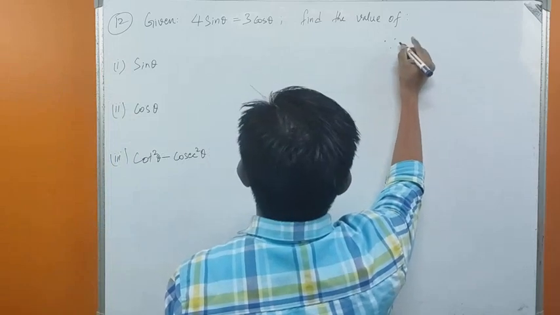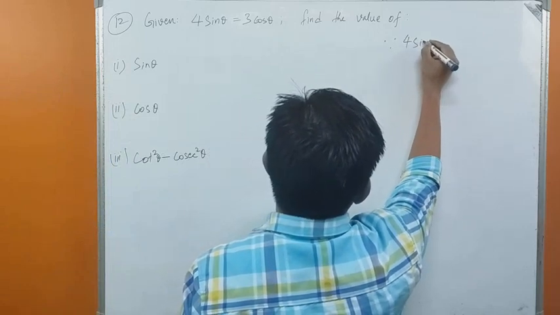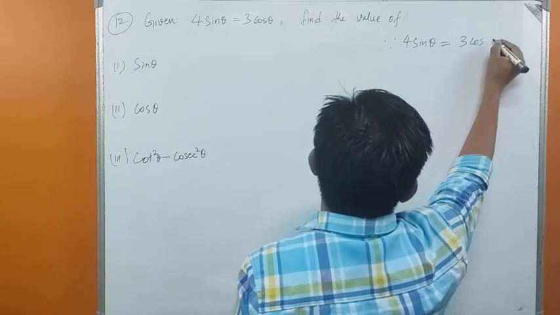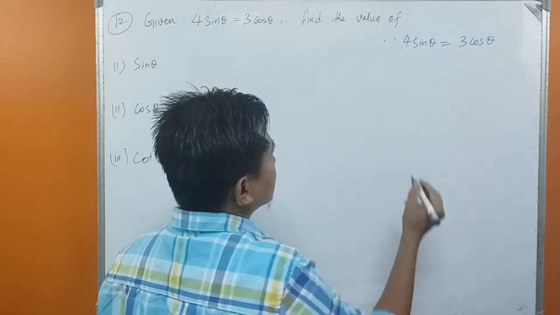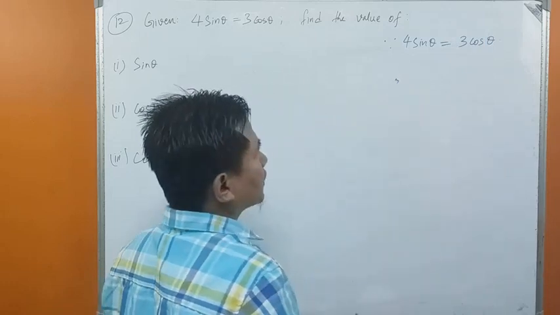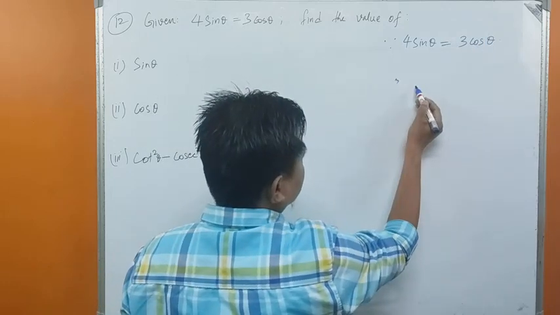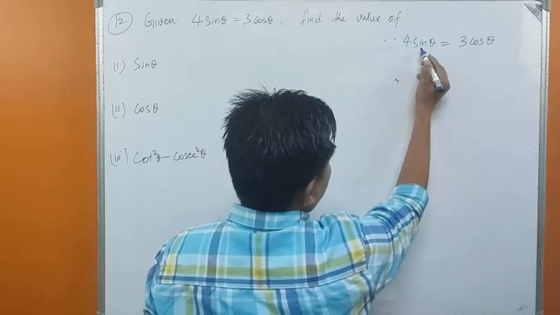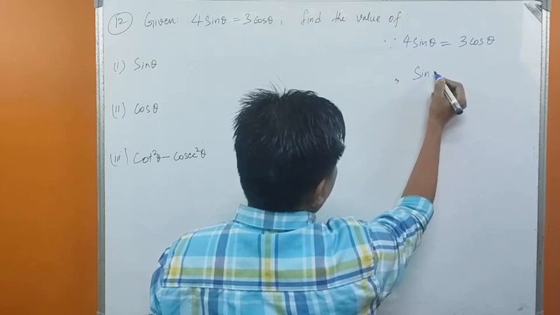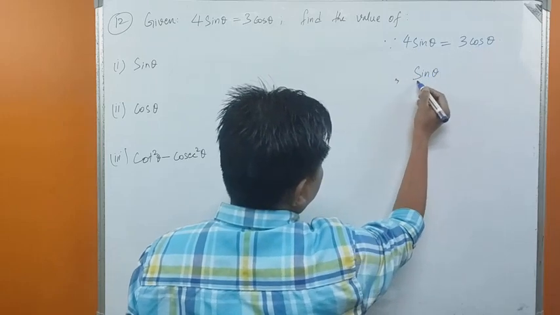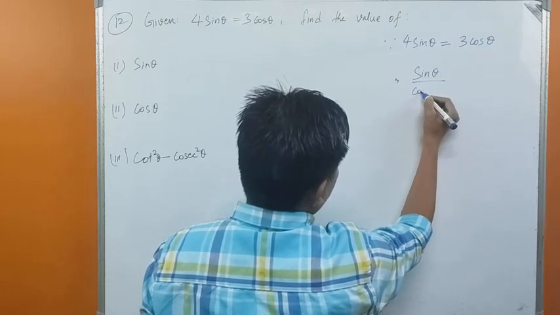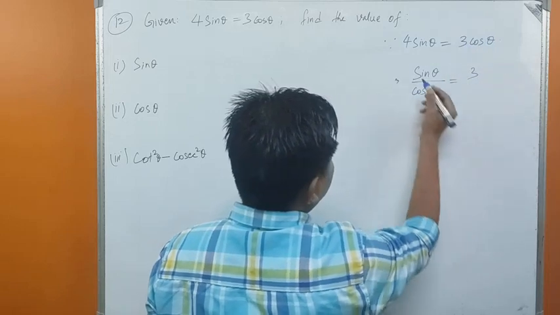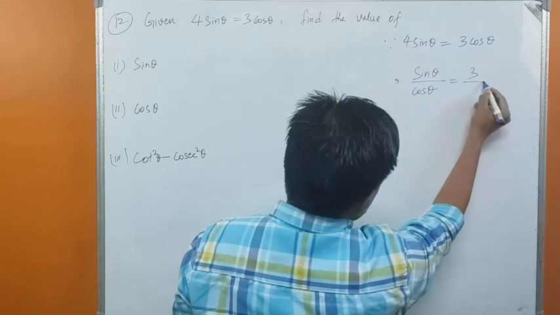Since 4 sin theta equals 3 cos theta, isn't it? So this is given to us. Let us cross multiply and bring this cos theta to the denominator in the left hand side and take this 4 to the denominator in the right hand side. So we have sin theta here. This cos theta will come here by cross multiplication, equals 3 is already in the numerator. This 4 will go down to the denominator.